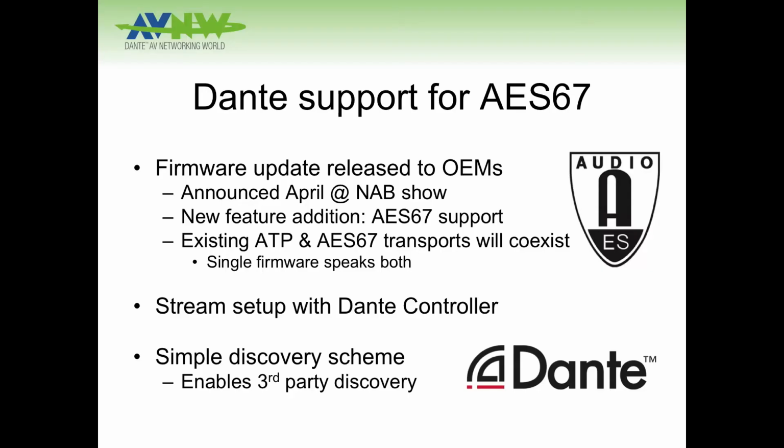So what about Dante and AES67? We've released a firmware update to manufacturers. So Audinate provides hardware, software, firmware to manufacturers who then go and put it in their products. So we announced that at the NAB show in April. And what that firmware does is that it adds the initial support for AES67 as a new feature in existing Dante equipment. So if you've got Dante equipment using the Brooklyn module, then there will be a firmware update available when manufacturers go through their test cycles and the usual sorts of things they do that will enable AES67 support.